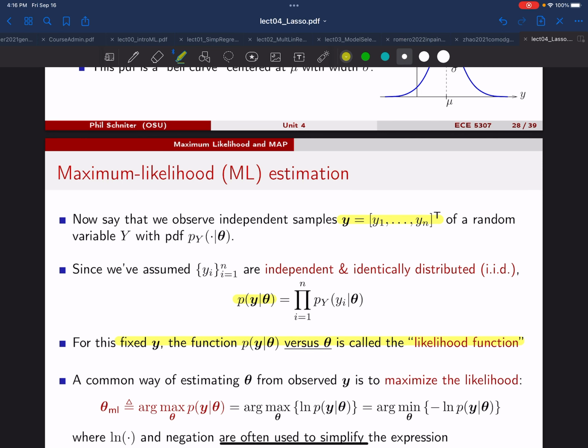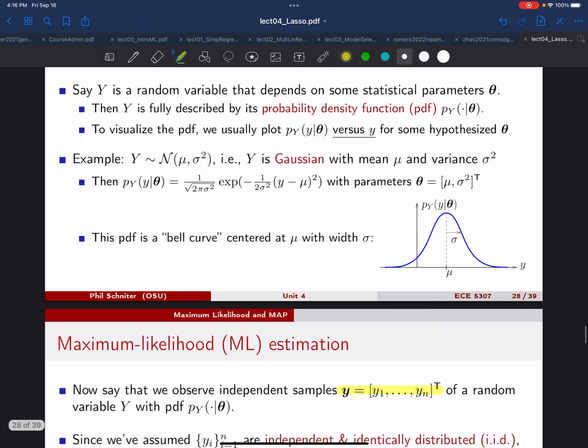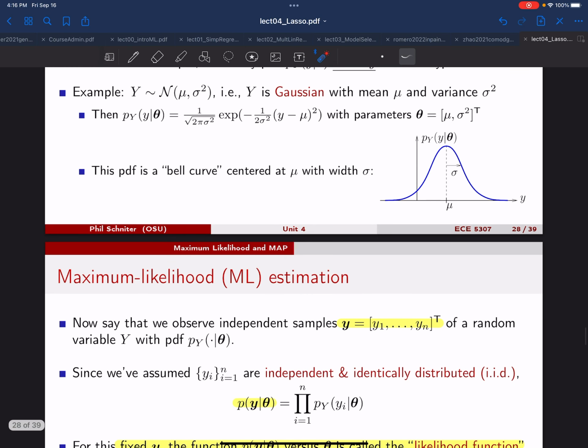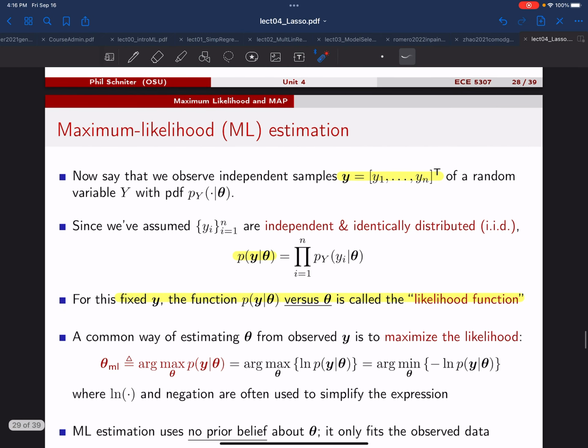Whereas if we come back over here, we might say this function is the PDF of y, because then we're thinking about y being many different possibilities. Here, y is fixed. That's our data. We're thinking of theta as being many possibilities. We want to find the theta that best matches that y.